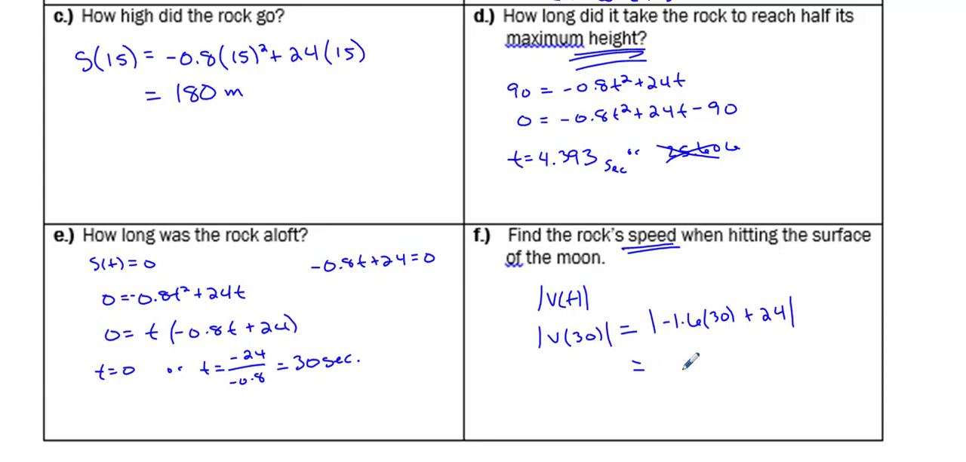It should be 24. Maybe you said negative. What would be negative? Negative 24. The speed will be 24, but what will be negative 24? The negative sign.